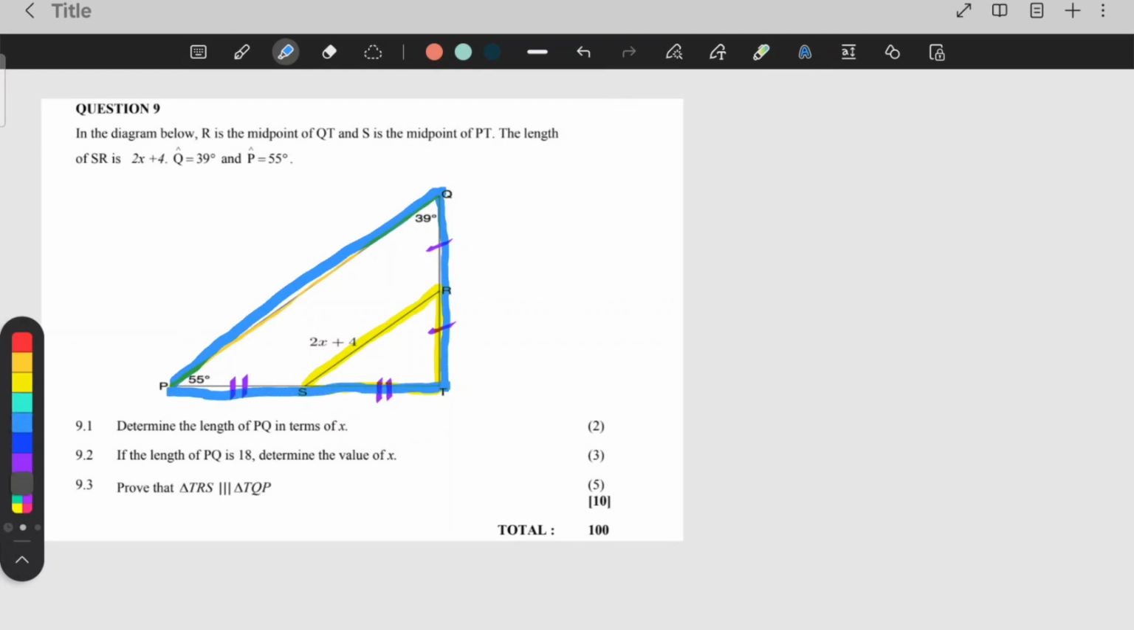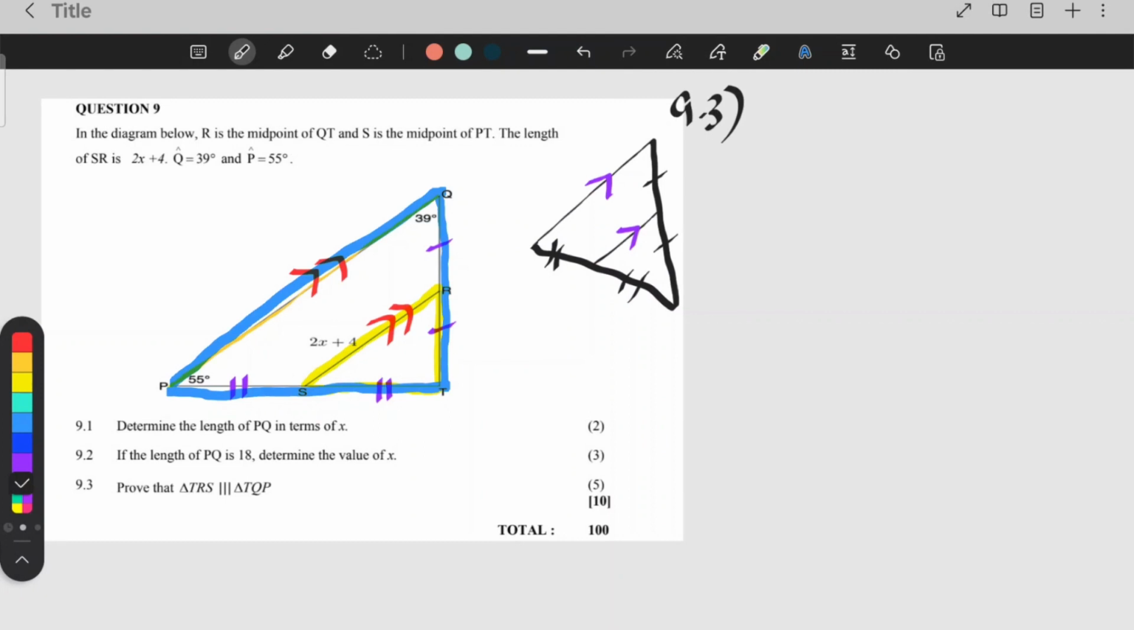Before we start, let's fill in the missing information. If you have a triangle where you have the midpoint theorem, what do we know? We know that this is twice this, but we also know that this line is parallel to that line. Let me use another color. So this is parallel to that. I think that will help us, but you have to write this down now. So 9.3, let's write down RS is parallel to PQ because of the midpoint theorem.